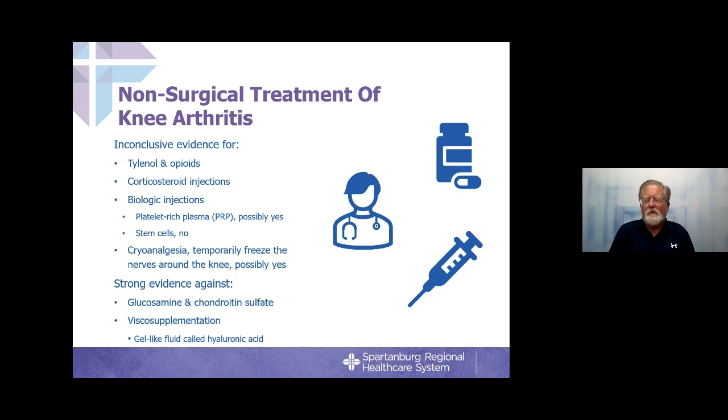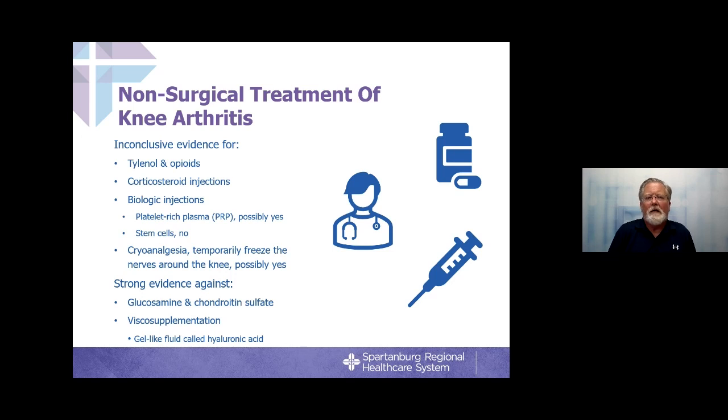There's another technology that we're really excited about. It's been around for a few years. It's called cryoanalgesia. With this, basically, we go in using a liquid nitrogen probe, and we can freeze the nerves that are around the knee. There's several nerves that help supply the feeling to the knee. We can go in, freeze these nerves, and get at least temporary pain relief, somewhere 4 to 6 months.